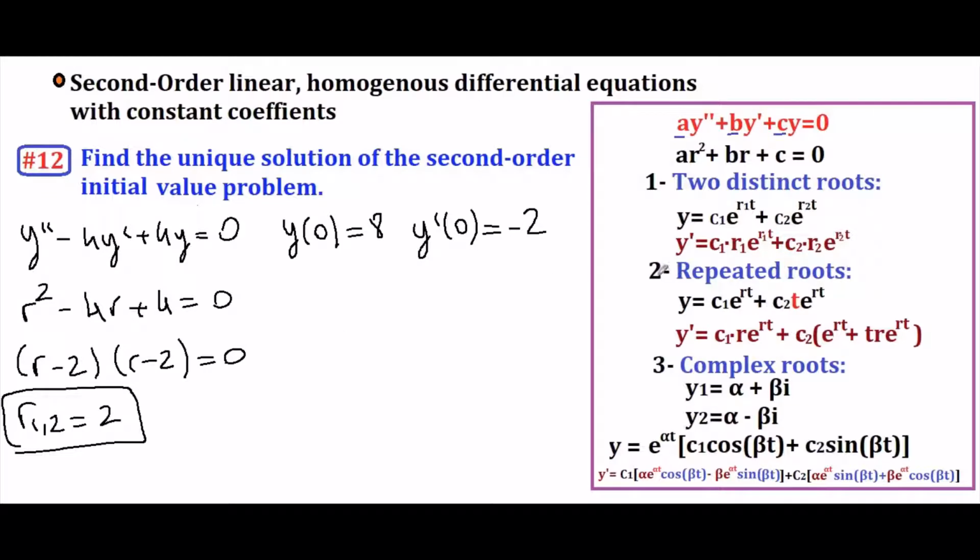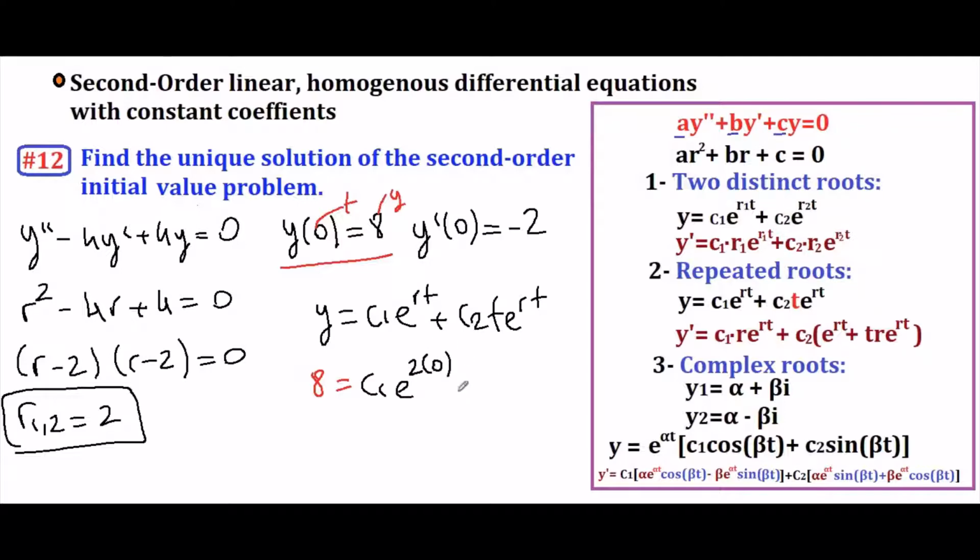This is a repeated root, so our general equation will be c1 e to the rt plus c2 t e to the rt. Let's plug in our first initial condition. This is our t value, and this is our y value. So 8 equals c1 e to the 2 times 0 plus c2 times 0 times e to the 2 times 0. Here 0 times anything is 0, e to the 0 is 1, so c1 equals 8.